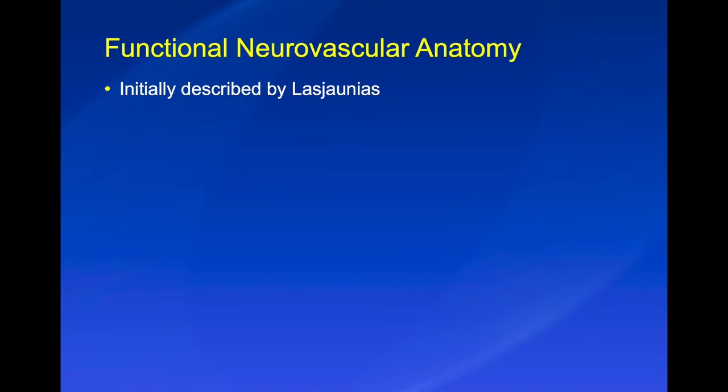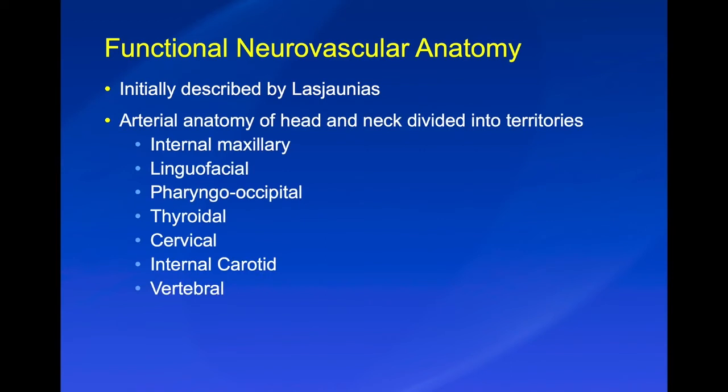And now just a word on functional neurovascular anatomy. This is a term that you're going to be seeing thrown around a lot in this series of PowerPoint. This is a concept that was initially described by Professor Lasjaunias, and essentially it's this idea that the arterial anatomy of the head and neck can be divided into territories.